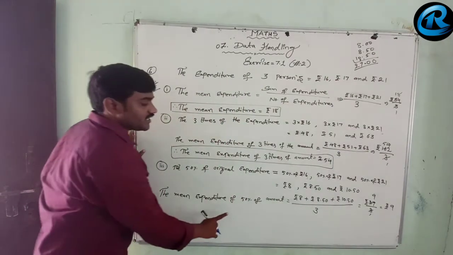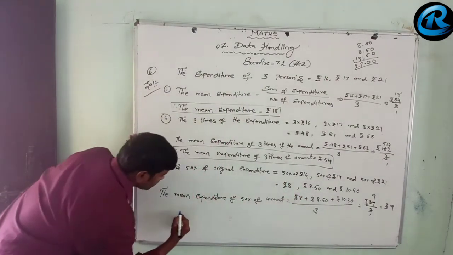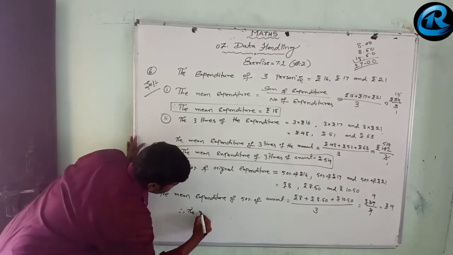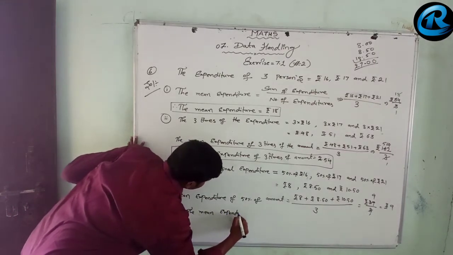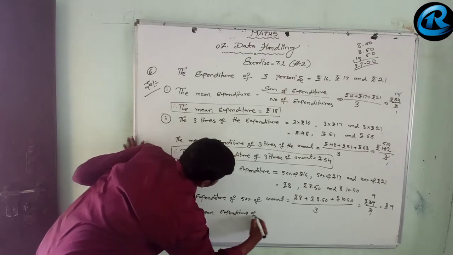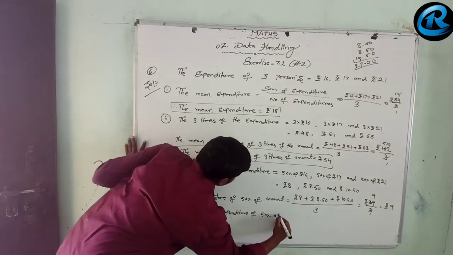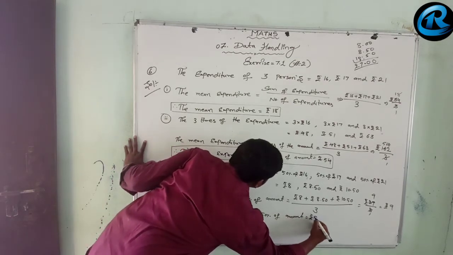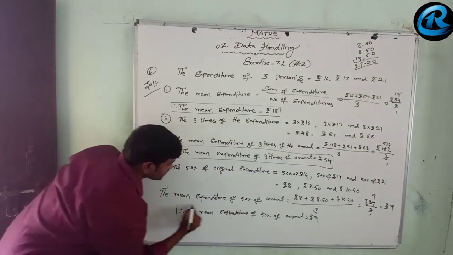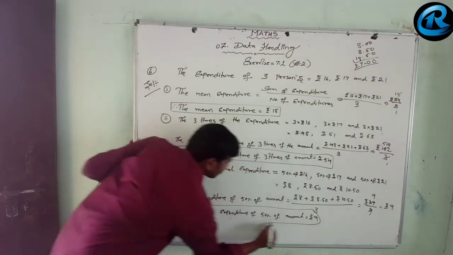The mean expenditure of 50% of amount equal to rupees 9. So 50% of 18 is 9.